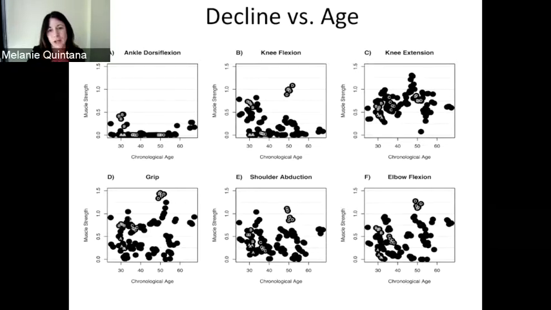What this picture is showing is that there's not a clear decay pattern as a function of chronological age for most of these muscle groups. Maybe the most clear pattern is sort of in knee flexion, sort of a decay pattern here. D is certainly an outlier in that they're 50 years old and still have most of it.